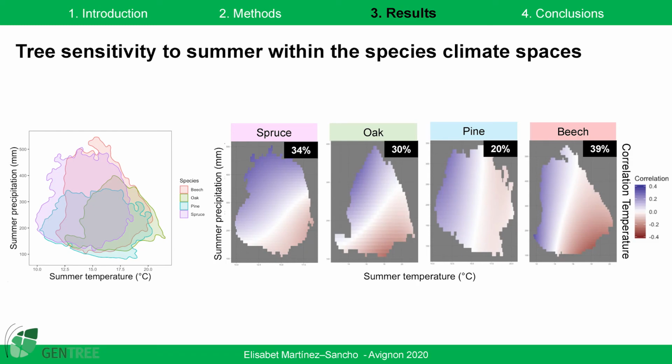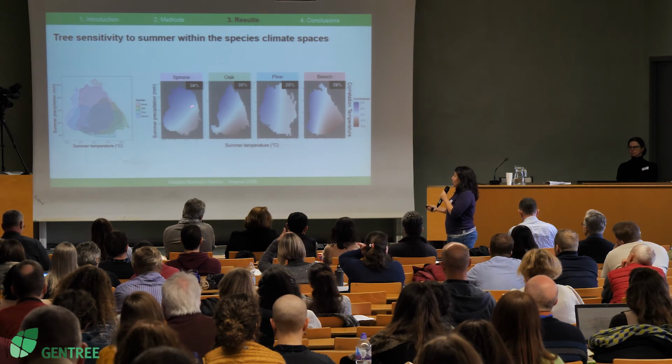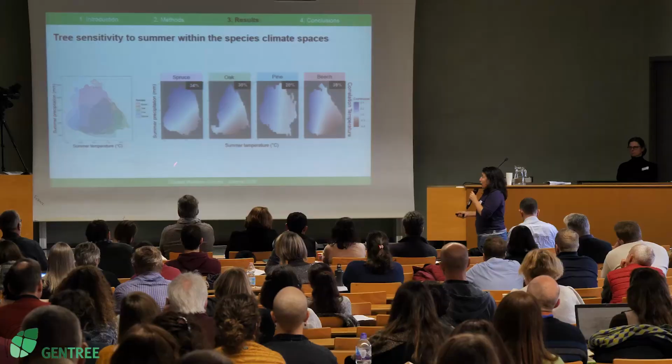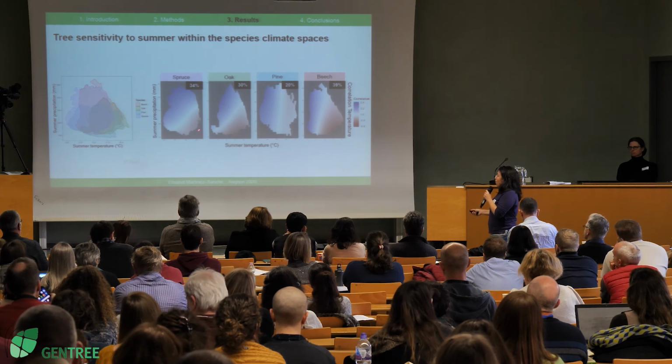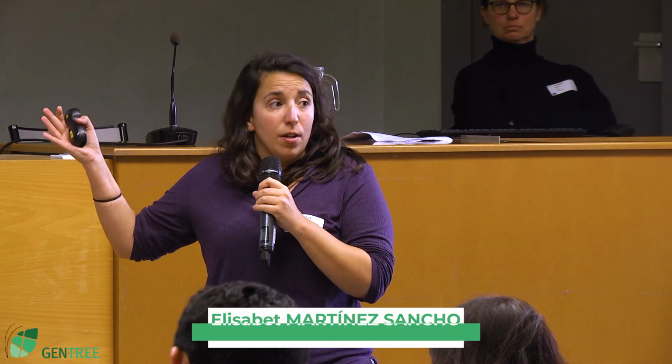What we easily see is that the 4 species show similar patterns, which means that, as we expected, populations located in the cold and wet parts of the space show that tree growth is positively related with summer temperatures, meaning that they can still benefit from global warming. Whereas in populations located in the dry and warm part of the climate space, tree growth has a negative relationship with the summer temperature, meaning that those are suffering the consequences or the impacts of climate change.